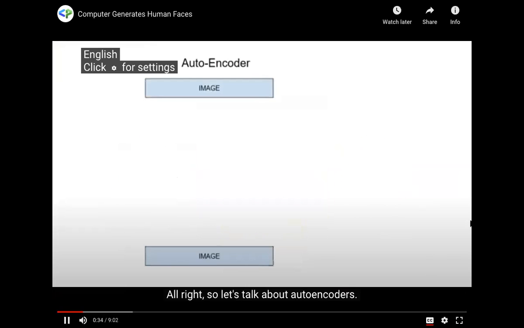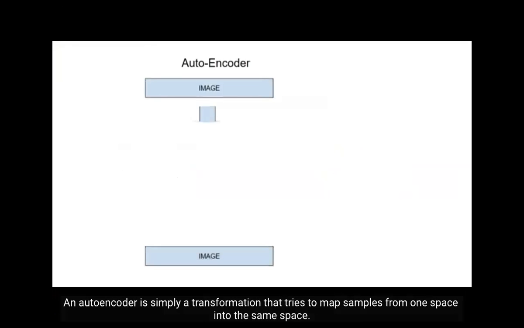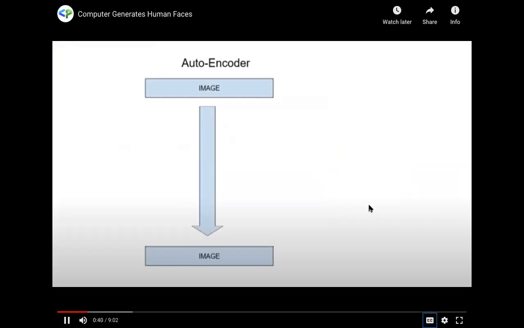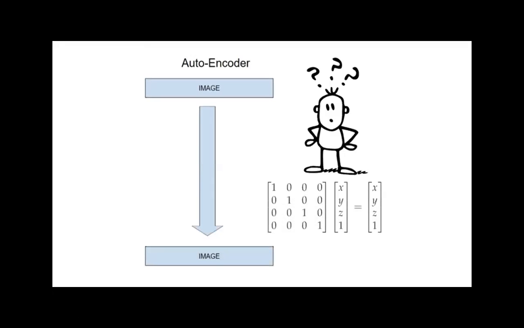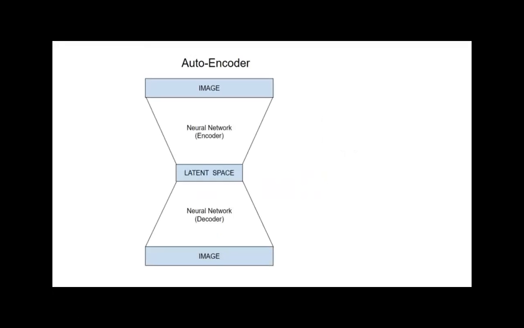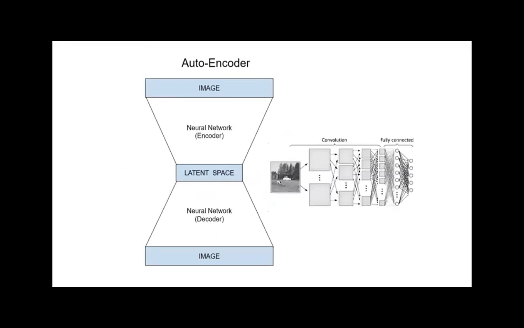Alright, so let's talk about autoencoders. An autoencoder is simply a transformation that tries to map samples from one space into the same space. So you might be asking yourself, why is that useful? I don't see how that's different from an identity. The idea is to try to squeeze the high-dimensional space through a lower-dimensional bottleneck to see how well it can reconstruct the original samples. In this case, there's an encoder and a decoder network, which you can think of as black boxes that do the complicated math for you.